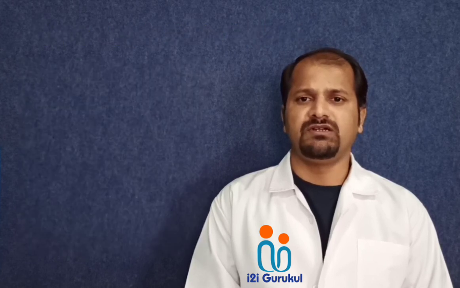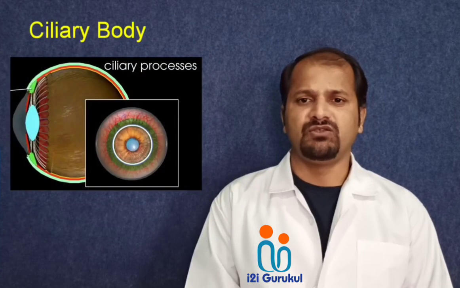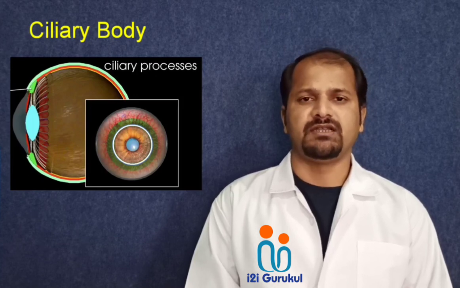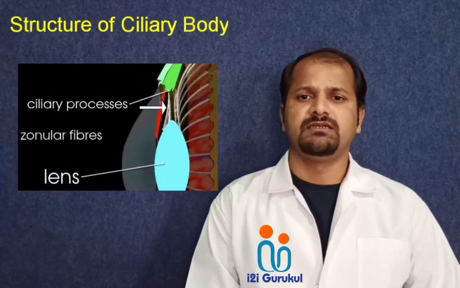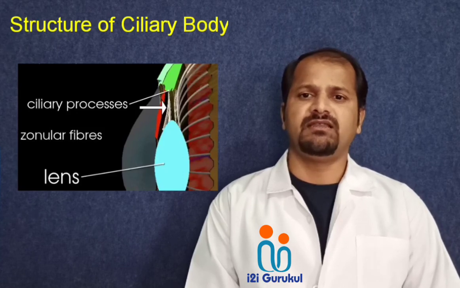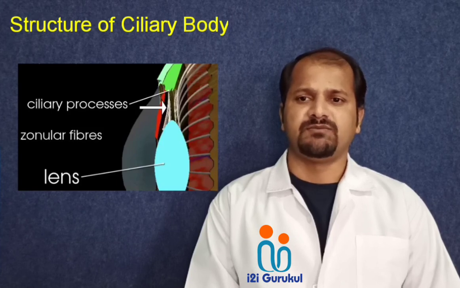Now we'll move towards the ciliary body, the second part of the uvea. The ciliary body is a ring of tissue about 6 mm wide that extends from the scleral spur to the ora serrata of the retina. Moving towards the structure of the ciliary body. In anteroposterior section, it is roughly an isosceles triangle with the base forward. The iris is attached at the middle of its base.